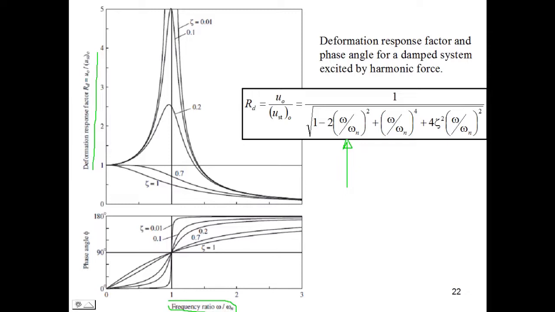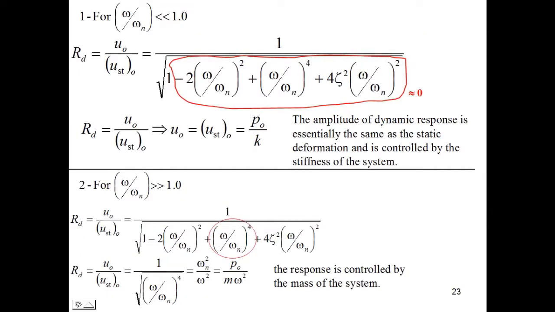If the frequency ratio is much less than 1, in other words, T is much greater than Tn, implying that the force is slowly varying, Rd is only slightly larger than 1 and is independent of damping. The result implies that the amplitude of dynamic response is the same as the static deformation and is controlled by the stiffness of the system.